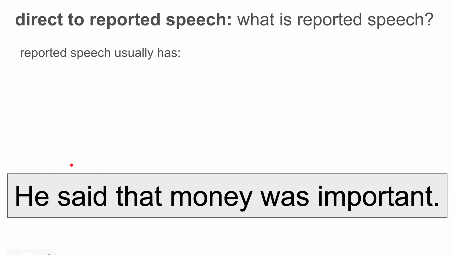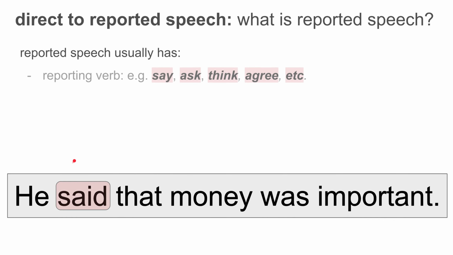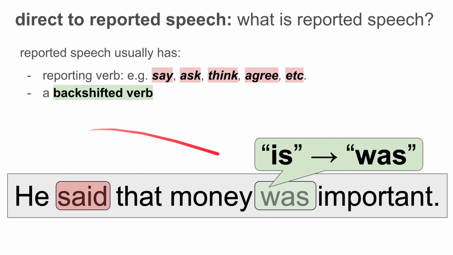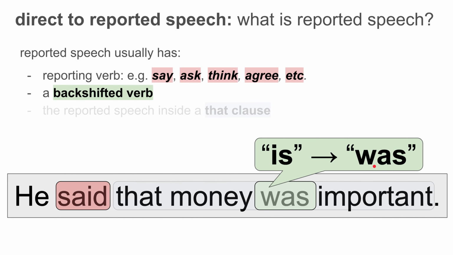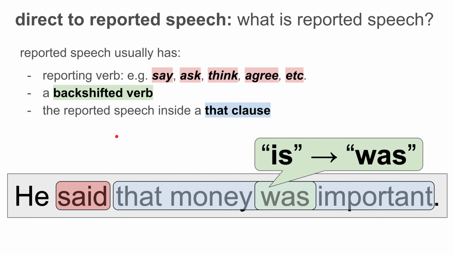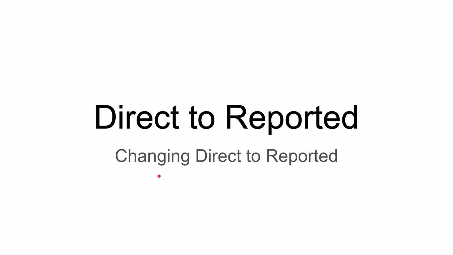Let's look at what reported speech usually has. Reported speech usually has a reporting verb: say, ask, think, agree. Here it's said. It has a backshifted verb: is, was. The reported speech usually is inside of that clause. That money was important. Okay, that's the that clause, and the reported speech is inside of that clause, not inside quotation marks.